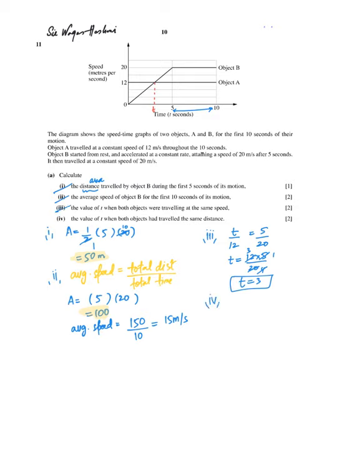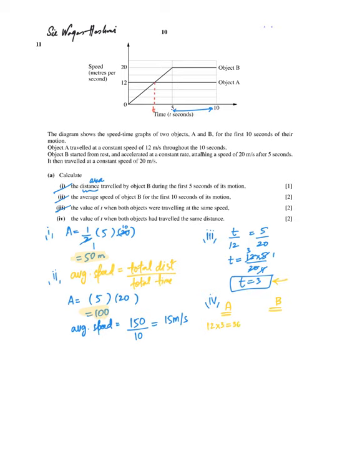For the fourth part, it says the value of t when both objects have traveled the same distance. So if I find the distance at the time we found in part 3, for object A and object B, for object A, we need to find the value of distance at t equals 3. For A, we have a rectangle here, and it will be t into 12, area of rectangle, length into breadth. So that will be 12 times 3, and it is equal to 36. That is for object A.